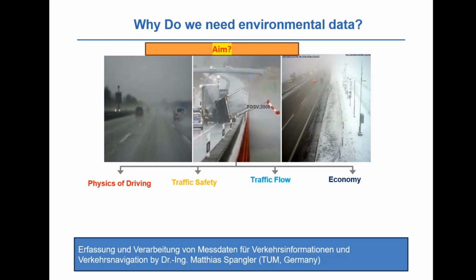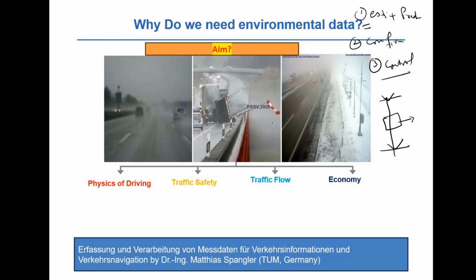Why is environmental data computation or analysis actually required? We require it for three purposes. The first is to provide estimation and prediction about the situation, and then also to confirm the data, and then to control the traffic management as well, because we need to control all the entry and exit points if the situation is, for example, bad in that specific part or section.